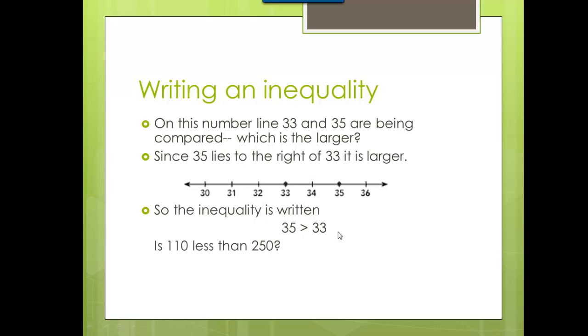Well, let's look. Is 110 less than 250? How would we write it? Well, on a number line, I know that 110 is to the left of 250, so it is less. We would write it, 110 is less than 250.